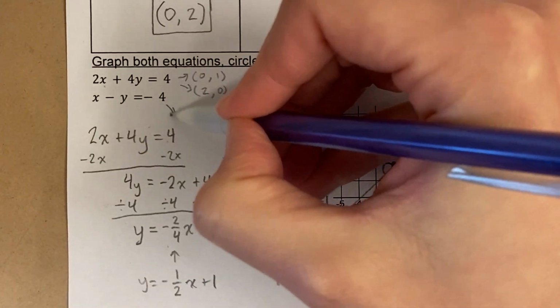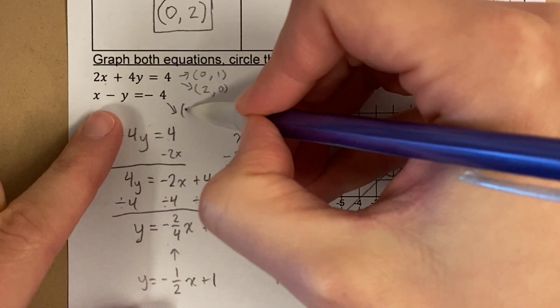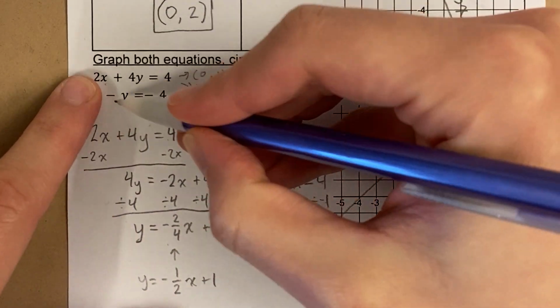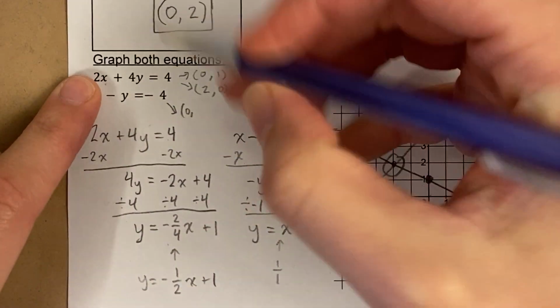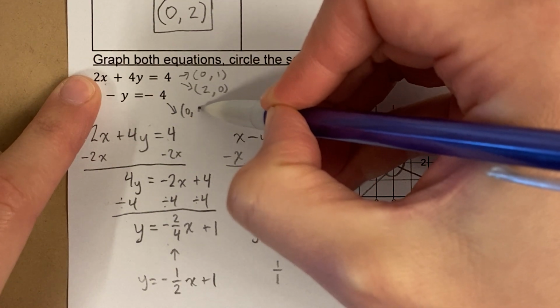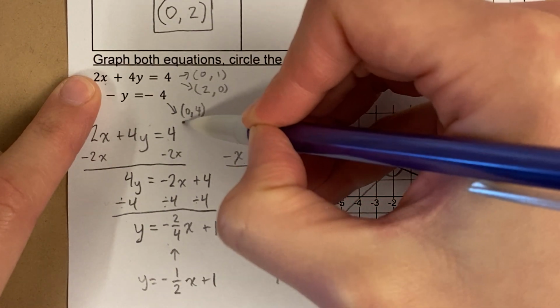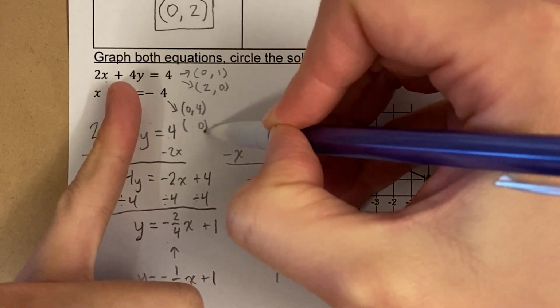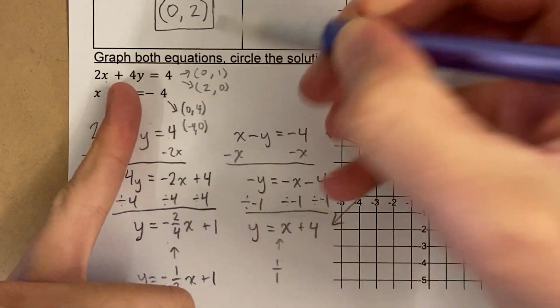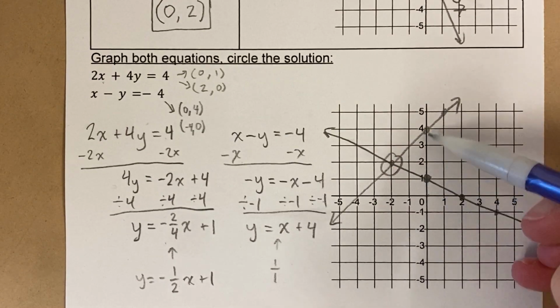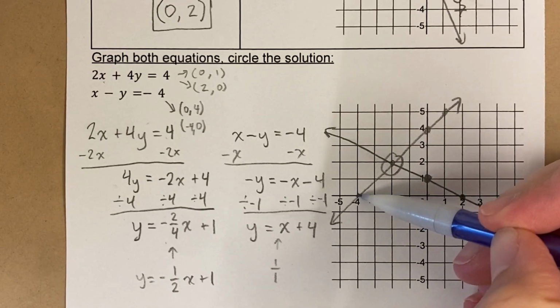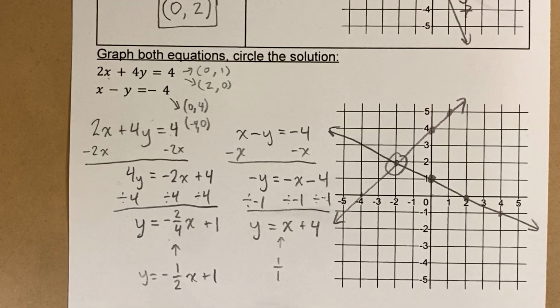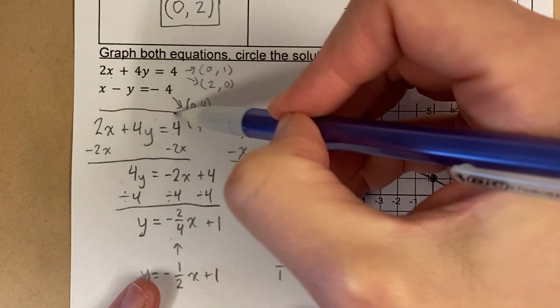For this one, same deal. I would first plug in 0 for x in my head. I would get this equation. I would divide by negative 1 on both sides, and I'd get positive 4 for y. And then I'd plug in 0 for y in my head, and I would get negative 4 for x. So then I would plot those 2 points. 0, 4 is right here. Negative 4, 0 is right here. And again, same line.